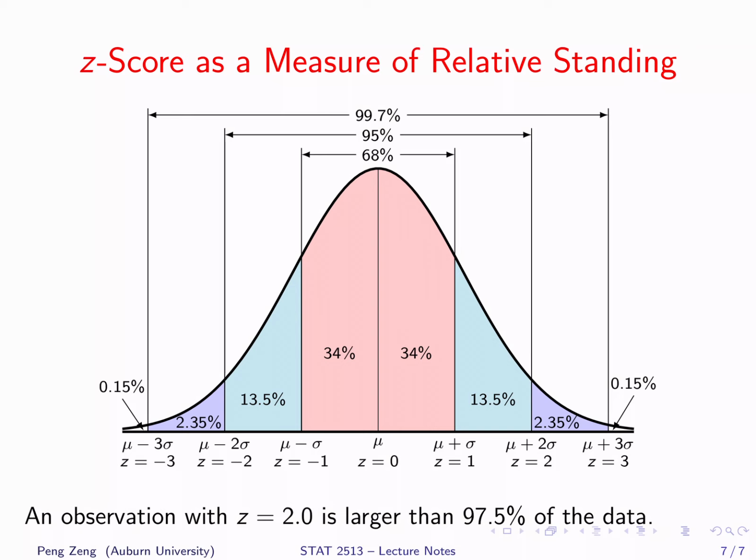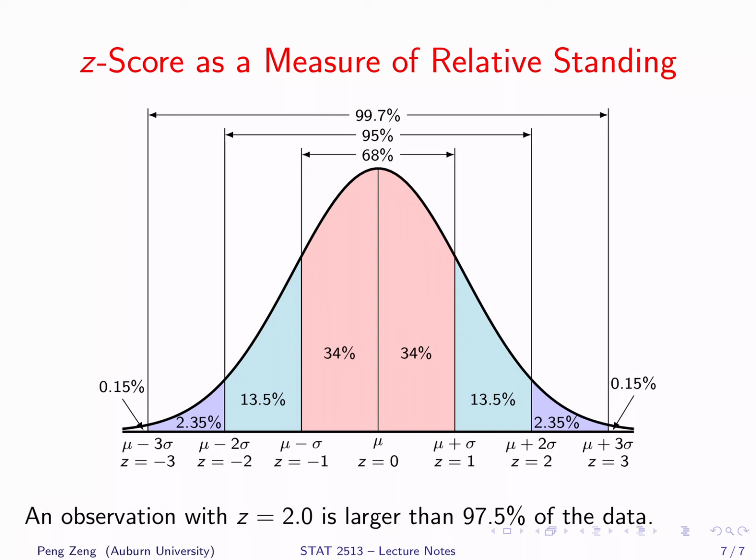If we know that an observation has z-score 2.0, we will know that this observation is larger than 97.5% of the data. Why 97.5%? Look at this graph. Locate the value of z equals 2. If you add the percentages corresponding to the areas to the left of z equals 2, you will get 97.5%.